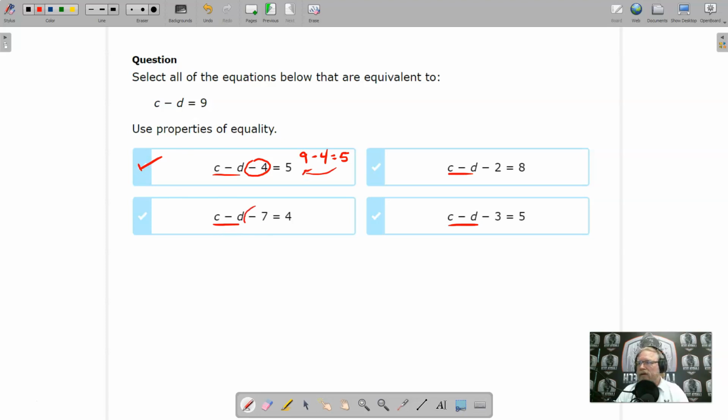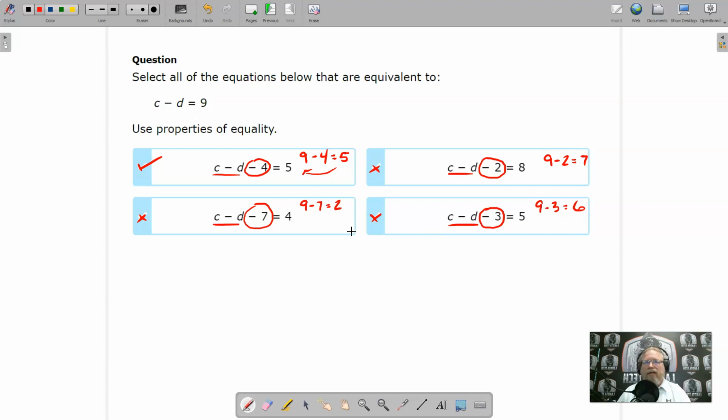The next one, we're subtracting 7. So let's do 9 minus 7. Well, that equals 2, not 4. So this one is incorrect. Here we are subtracting 2. So let's do 9 minus 2. That equals, what, 7, right? Not 8. So this one is incorrect. And then over here on the left, we're subtracting 3. So let's do 9 minus 3. Well, that equals 6, not 5. So this one is incorrect as well.